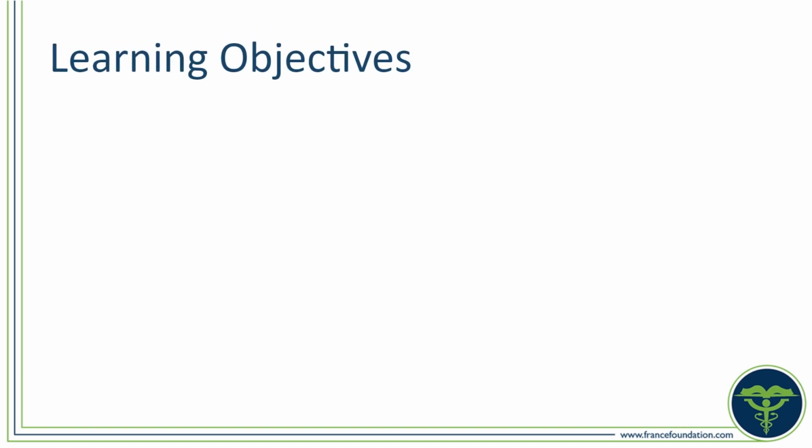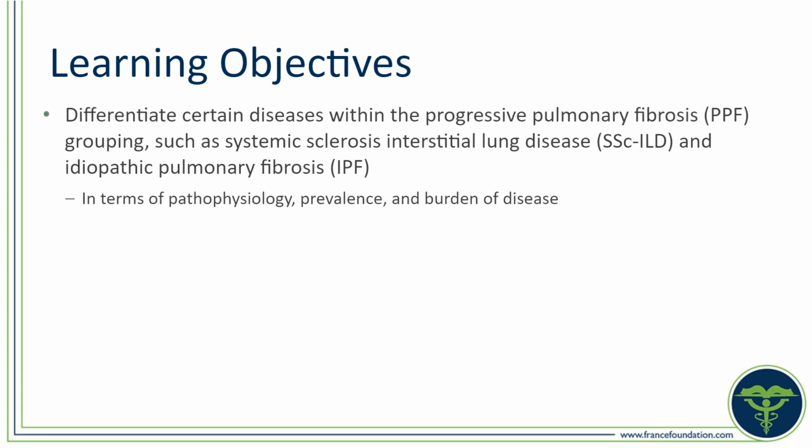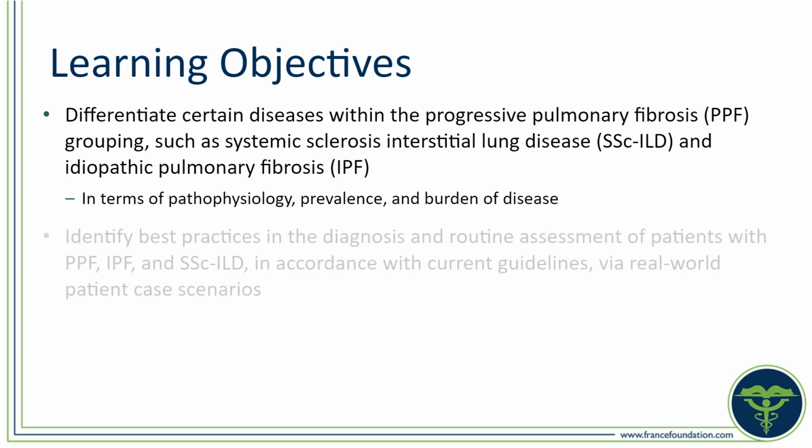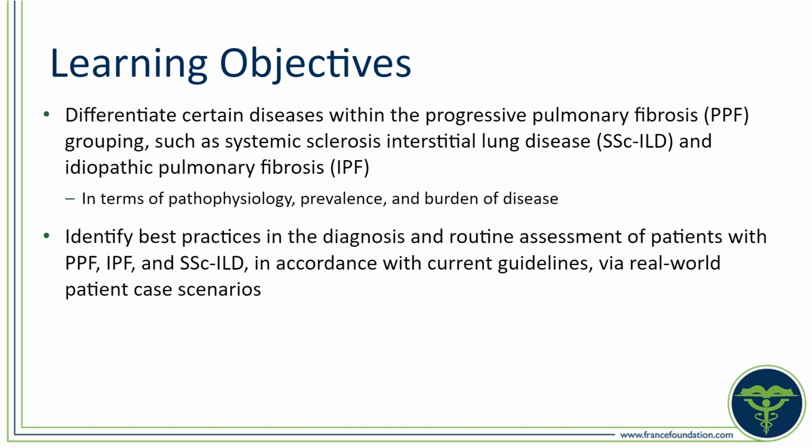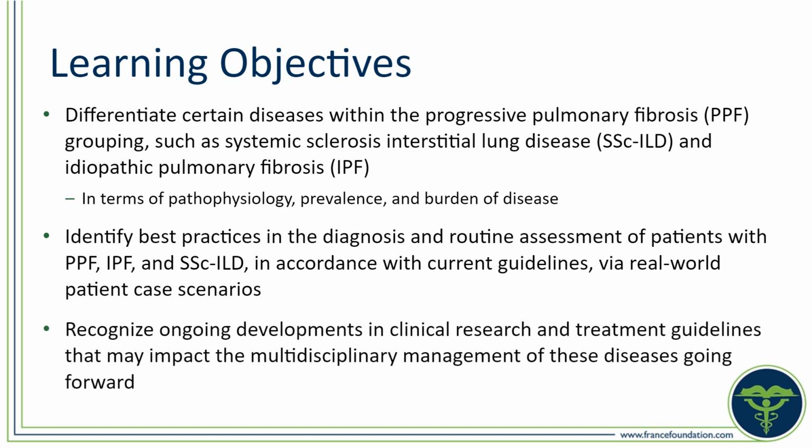We have three main learning objectives today. The first is to differentiate certain diseases within a progressive pulmonary fibrosis grouping, such as systemic sclerosis-related interstitial lung disease, or SSc-ILD, and idiopathic pulmonary fibrosis, or IPF. Second, we'll identify best practices in the diagnosis and routine assessment of patients with PPF, IPF, and SSc-ILD in accordance with current guidelines via real-world patient case scenarios. Our last objective is to recognize ongoing developments in clinical research and treatment guidelines that may impact the multidisciplinary management of these diseases going forward.